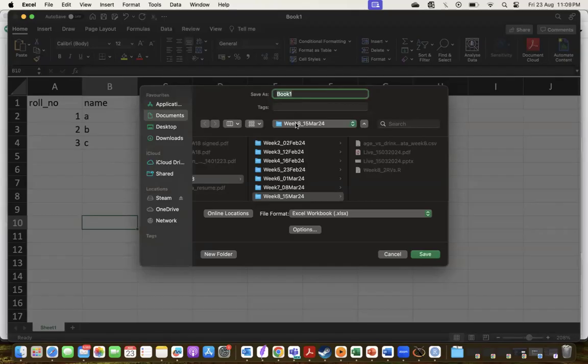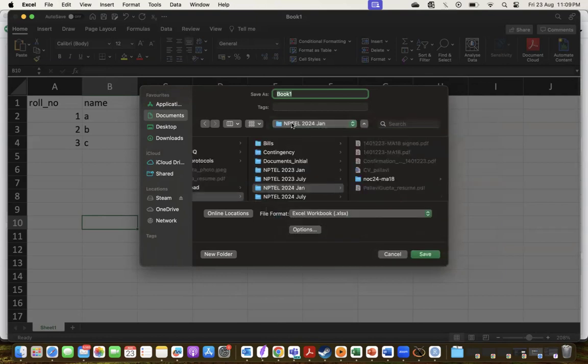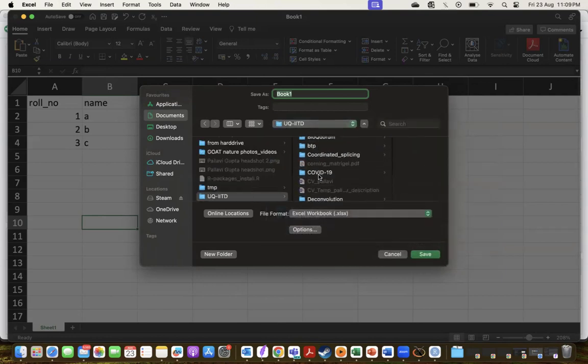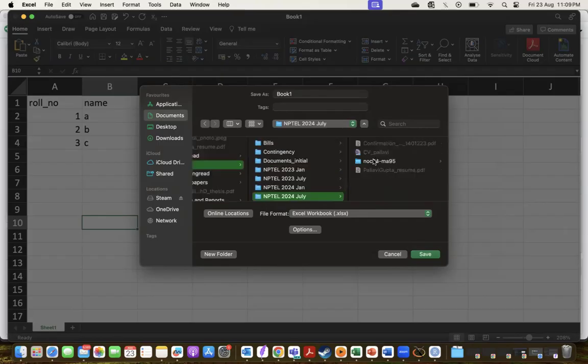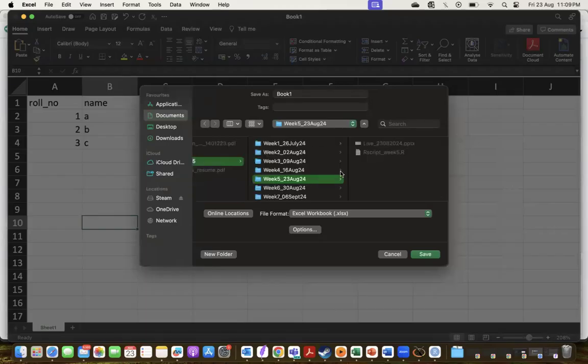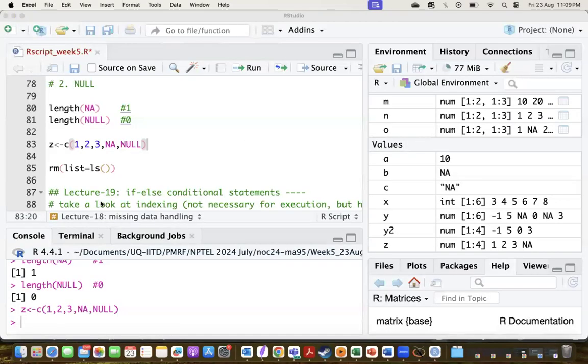So I'm going to save this. Where do I save it? Here I have NPTEL July, and we are in week 5. So I'll just save it as sample, and I'm going to save it as a CSV file. We'll talk about it in more detail, but Excel and R are not very compatible, while CSV and R are very compatible. So I'll just save it as a .csv file.